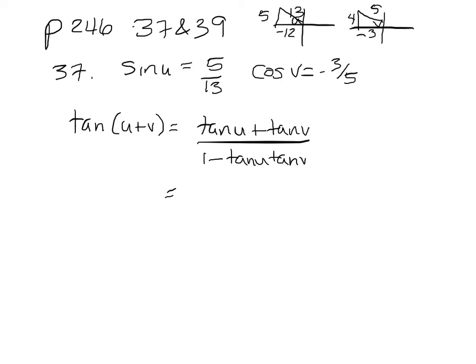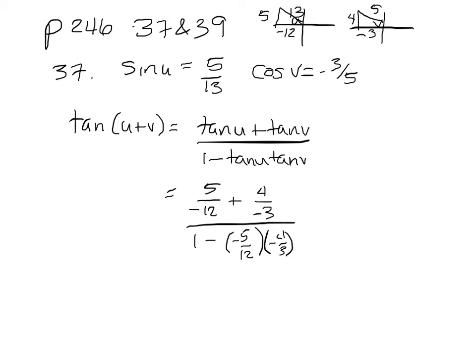The tangent of u would be 5 over negative 12, and the tangent of v would be 4 over negative 3, over, and then on the bottom 1 minus a negative 5/12 times a negative 4/3. As I simplify this, I need a common denominator on the top, so I'm going to multiply by 4 top and bottom so that I get a common denominator. Then I have negative 5 over 12 plus negative 16 over 12.